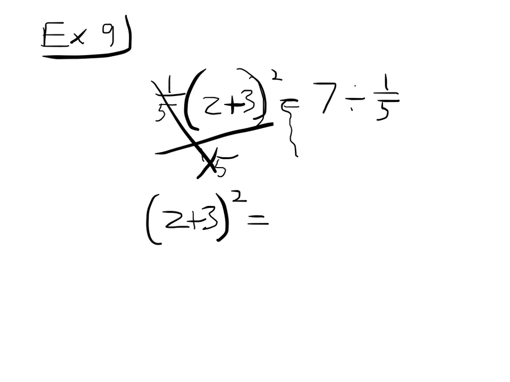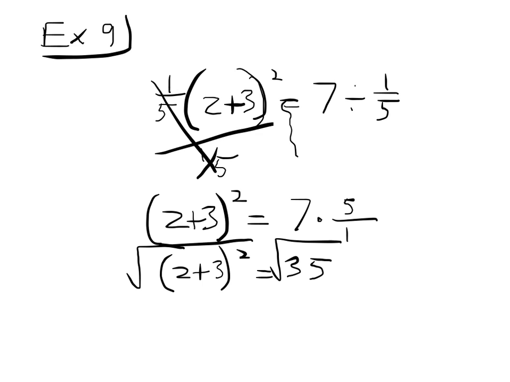Now, how do we divide by a fraction without a calculator? You multiply by the reciprocal. Again, that's key that you have that memorized. So that's going to leave me with z plus 3 squared is equal to 35. And then we can do the square root. That will cancel, so I have z plus 3 is equal to plus or minus the square root of 35. And then I would subtract 3 from both sides.